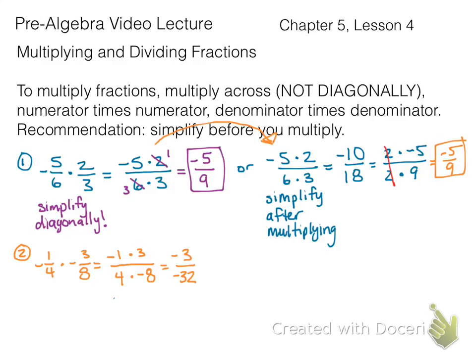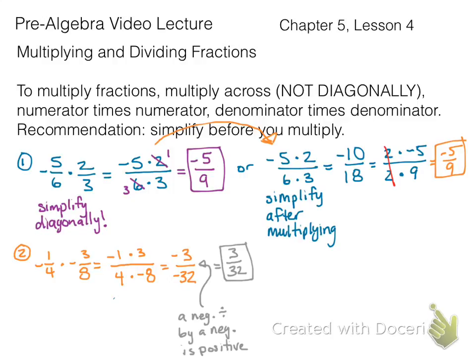I could not simplify before I multiplied here for the second problem because there's nothing that goes into each other diagonally. All right. The only thing is I have a negative over a negative. A negative divided by a negative is positive. So the real answer is actually 3 over 32.